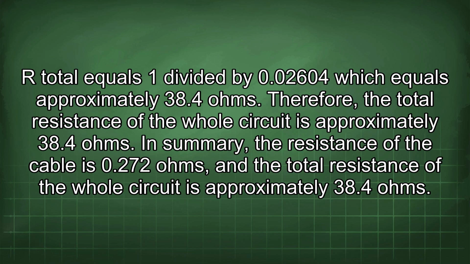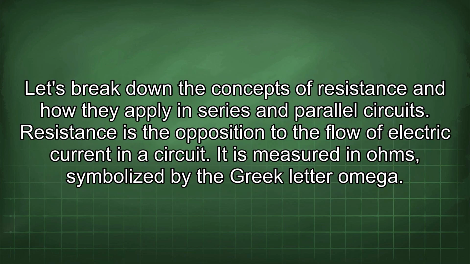In summary, the resistance of the cable is 0.272 ohms, and the total resistance of the whole circuit is approximately 38.4 ohms. Let's break down the concepts of resistance and how they apply in series and parallel circuits. Resistance is the opposition to the flow of electric current in a circuit. It is measured in ohms, symbolized by the Greek letter omega.